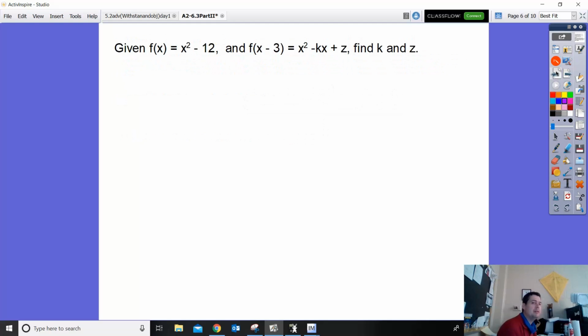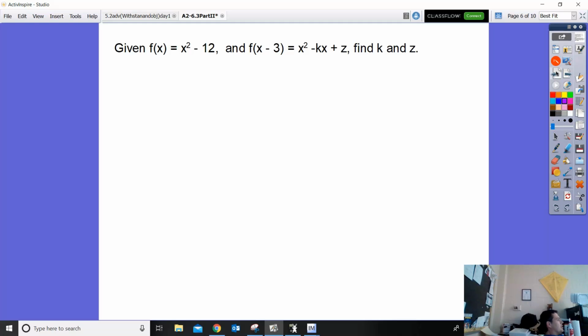This is something that pretty much everybody could do. It's actually a really good EOC type question. It actually does not care about domain nor range. Given f of x is x squared minus 12 and f of x minus 3 equals x squared minus kx plus z, find k and z. Do you have any idea what you might do?